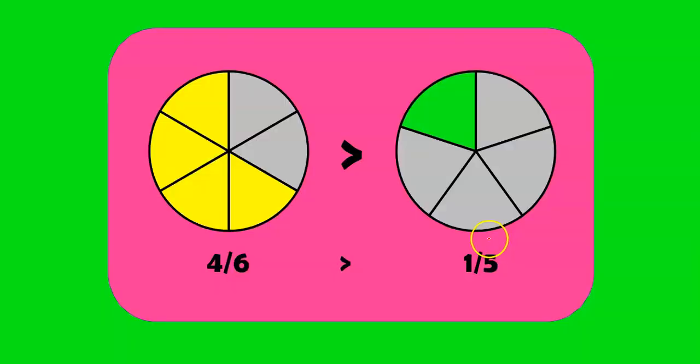To show this graphically, we can look here. I have my pie chart divided into 6 pieces. 4 pieces are colored in. And over here, I have my pie chart divided into 5 pieces with 1 piece colored in. And we can see that the 4/6 fraction is much larger than the 1/5 fraction.